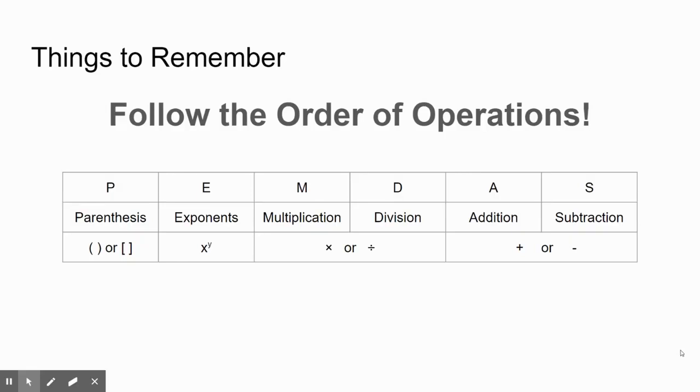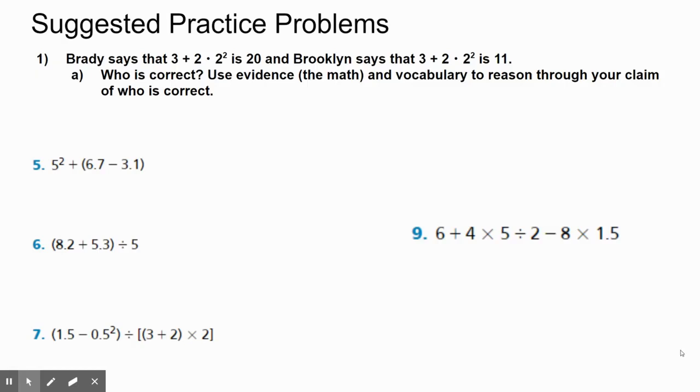And then let's look at our suggested practice problems for today. So we have 5 suggested practice problems for you to try today. The first one, you have Brady and Brooklyn. They both work through their numerical expressions there. And they get 2 different answers. I want you to figure out who is correct. You want to write a justification, a CER, about who is correct and why you know that. Then there are 4 more problems that are just numerical expressions. Evaluate them. Make sure you look at PEMDAS, look at the first example that we did together, and you should be able to get through them. Good luck.